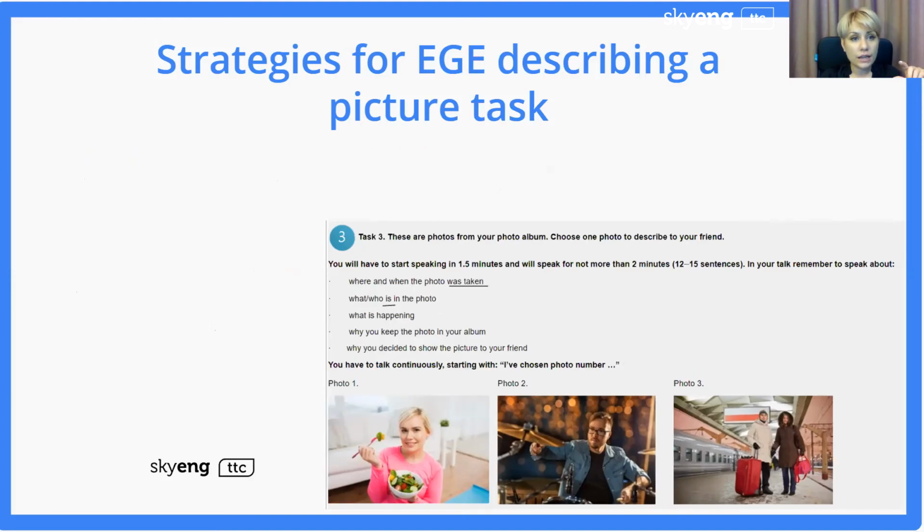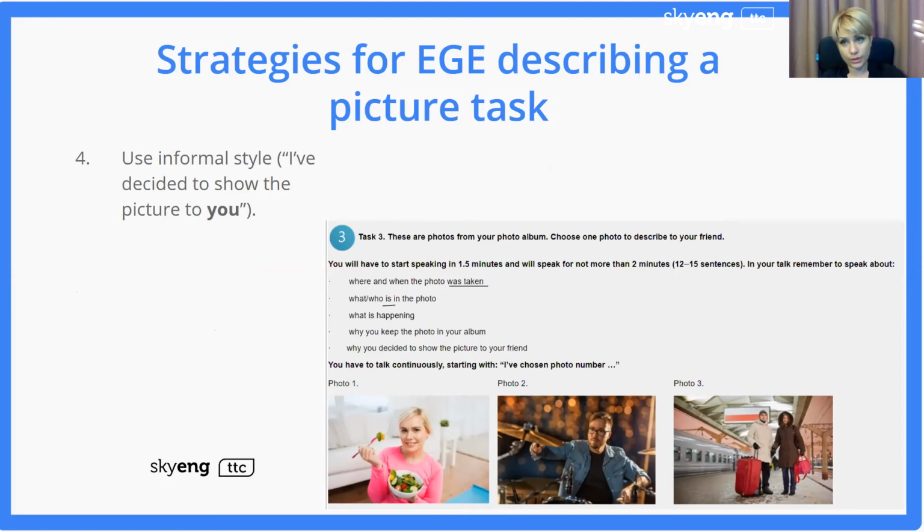Another idea is that here we use kind of informal style. I've decided to show the picture to you. It's like the last phrase, the last part of the speech. Why you decided to show the picture to your friend, and we use I've decided to show the picture to you, because it's like choose one to describe to your friend. You have to follow the situation. And as far as it is a talk between friends, we can use informal style.